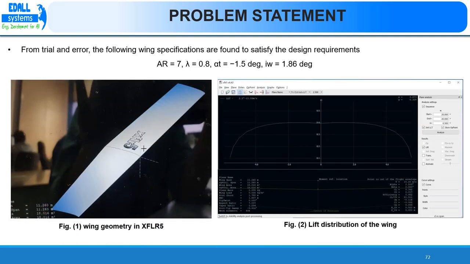One is the wing geometry created in XFLR5 software, and figure 2 shows the lift distribution of the wing geometry created in XFLR5 software.